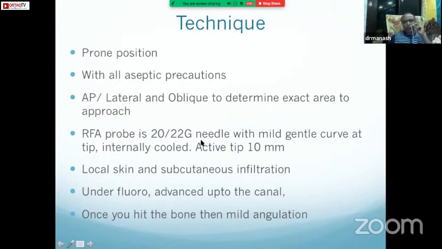The RFA probe is a 20 to 22 G needle, as I explained, with a mild gentle curve at the tip. It is internally cooled with an active tip of around 10 mm. We only do skin and subcutaneous infiltration. We should not go deep into the muscle or up to the bone, as we might miss the sensory nerve stimulation. Under fluoro, we advance up to the canal, and once we hit the bone, we mildly angulate it and slip over the bone to get into the canal.